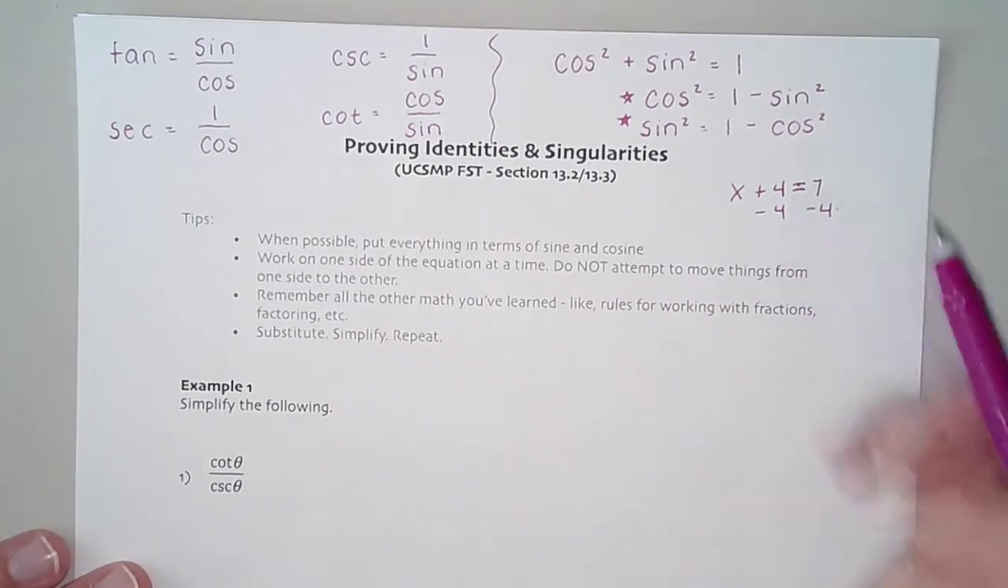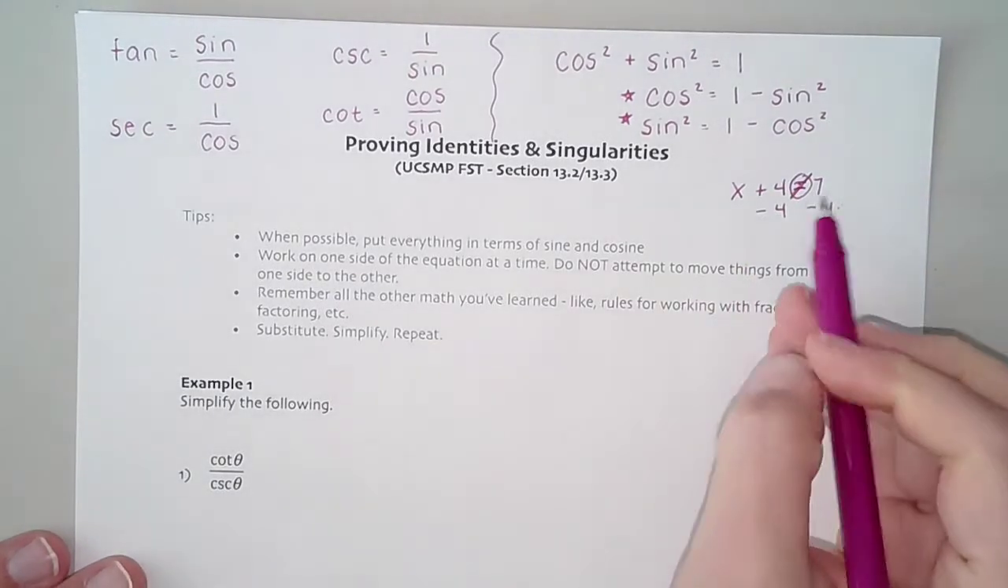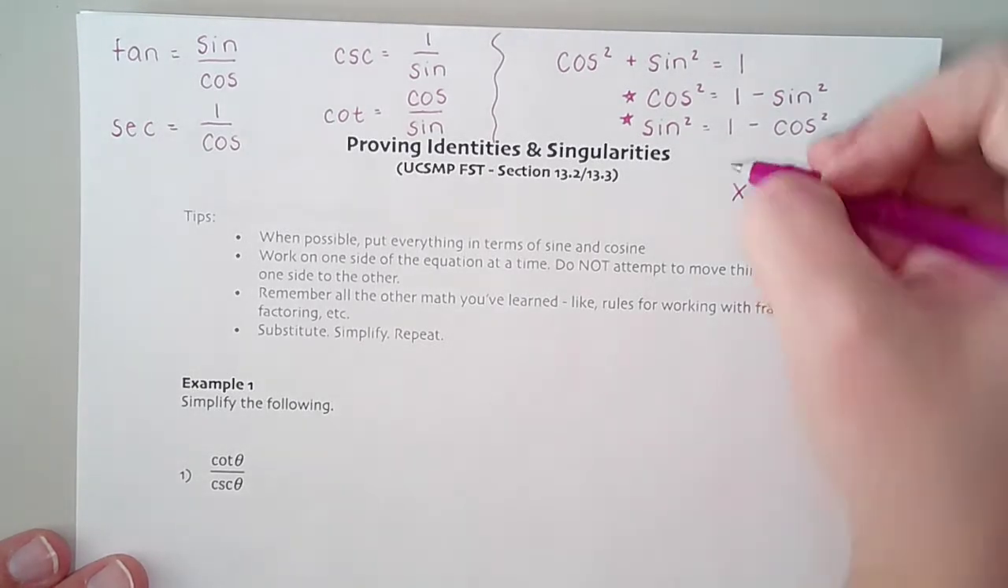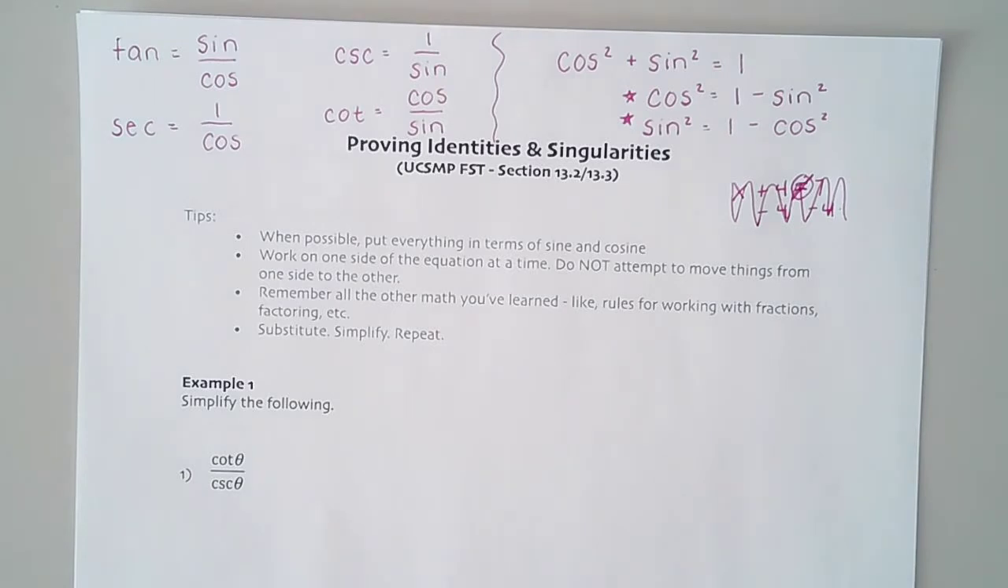So I can't assume that this is true because that's what I'm trying to prove. And if I don't know that this is true for sure, I'm not allowed to take this step. So you're not going to be doing anything where you're moving things from one side of the equals to the other. Okay? All right, so let's dive into the first one here.